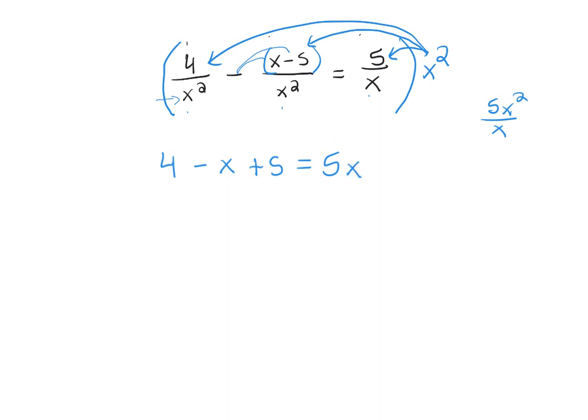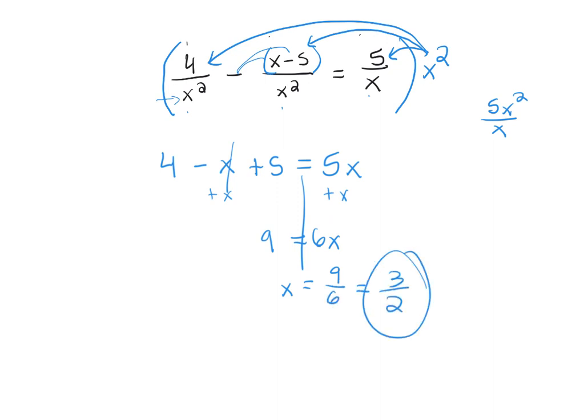And now we just have to solve for x. So let's add x, combine terms. So I have 9 equals 6x, divide by 6. So x equals 9/6, which simplifies to 3/2. There, I just started with this complicated looking equation, and it actually wasn't too bad. Break it down and then just solve for x.